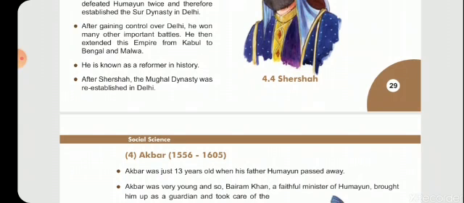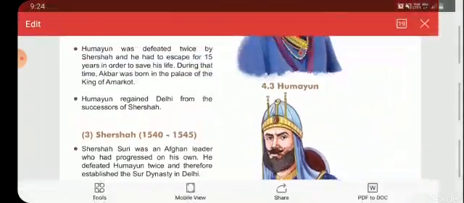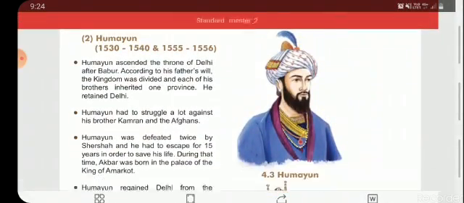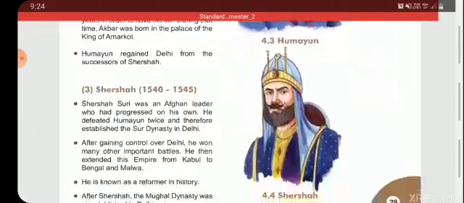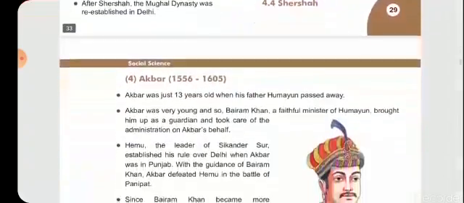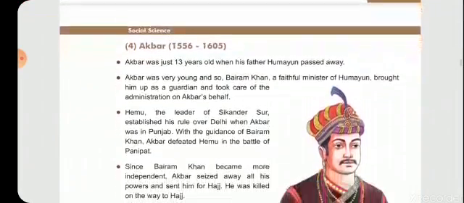And after Sher Shah, Humayun again established the Mughal dynasty. He re-established the Mughal dynasty in Delhi. So if you see this timeline, you will be able to understand this 15 years when Humayun was not there and Sher Shah defeated him. He established the Suri dynasty, and again the Mughal dynasty was re-established by Humayun in Delhi.